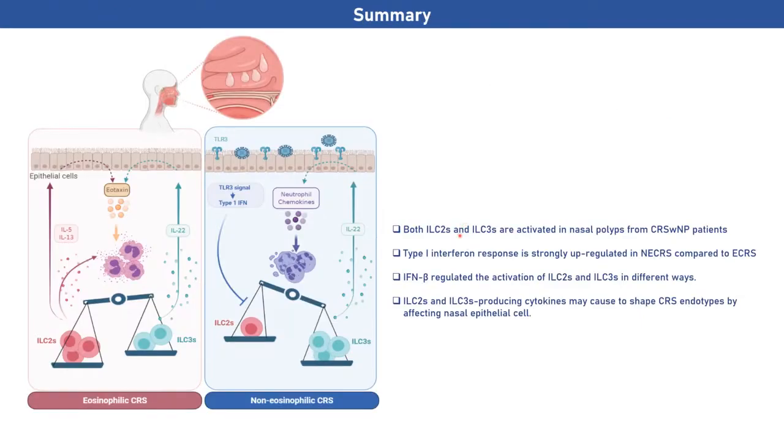According to our research, both ILC2 and ILC3 were activated in nasal polyps from CRS patients. Type 1 interferon response is strongly upregulated in NECRS compared to ECRS. Interferon beta regulates the activation of ILC2 and ILC3 in different ways. ILC2 and ILC3 producing cytokines may cause two distinct CRS endotypes by affecting nasal epithelial cells.